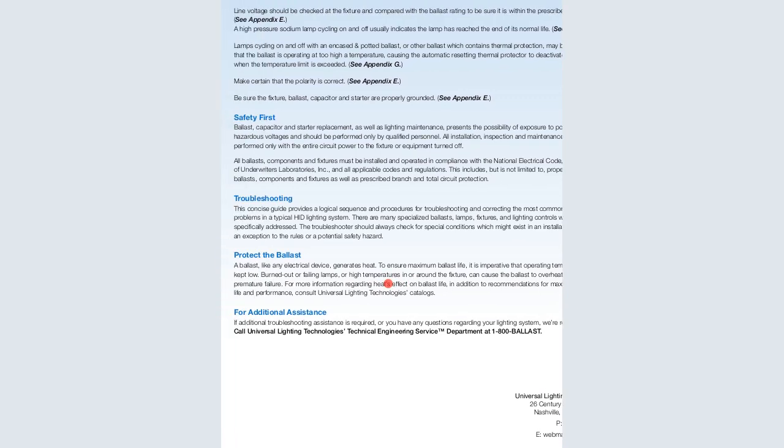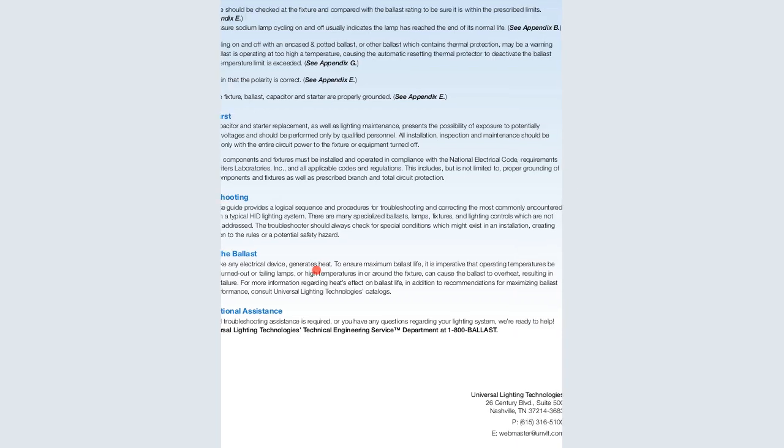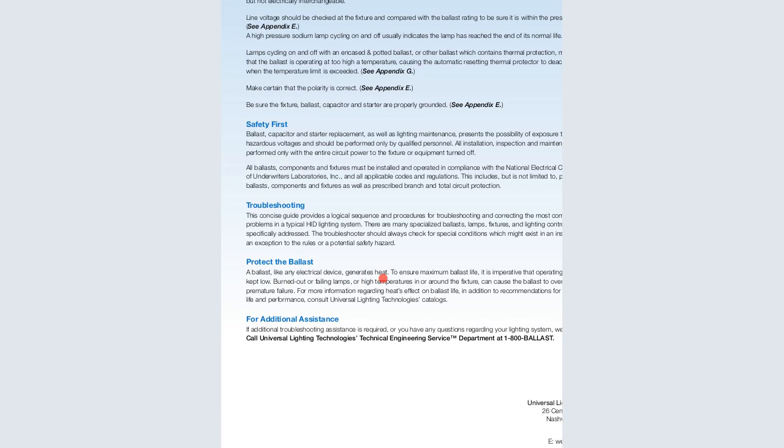All ballast components and fixtures must be installed and operated in compliance with the National Electrical Code, the requirements of Underwriters Laboratories, and all applicable codes and regulations. This includes, but is not limited to, proper grounding of the ballast components and fixtures, as well as prescribed branch circuit protection.